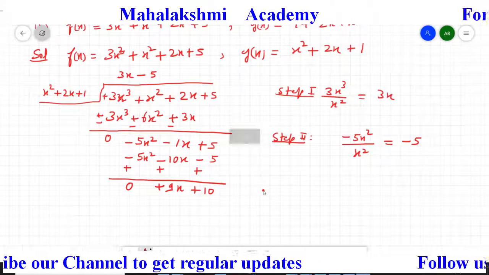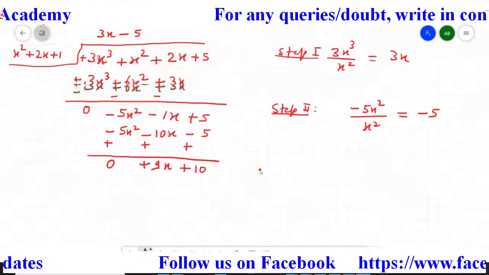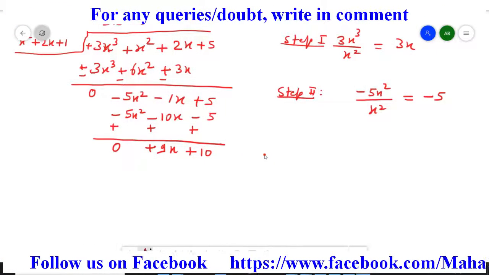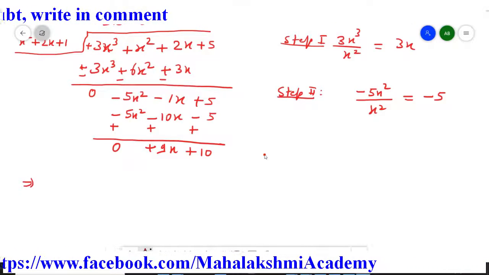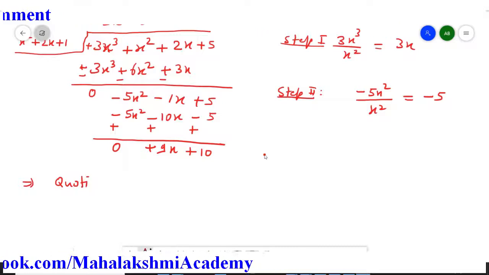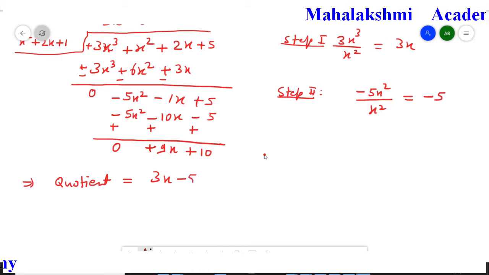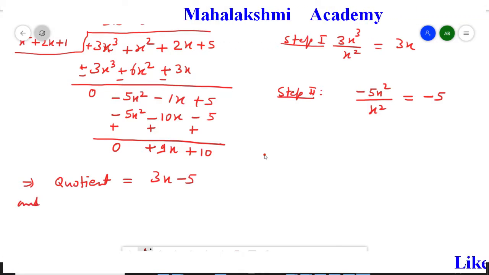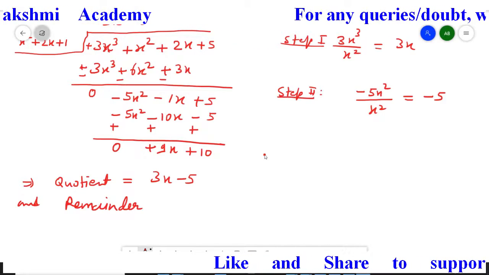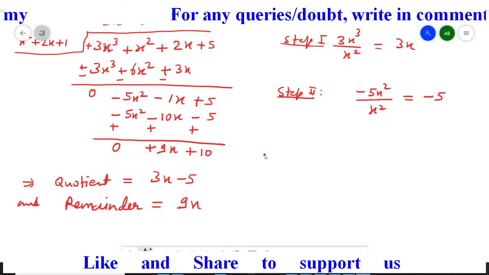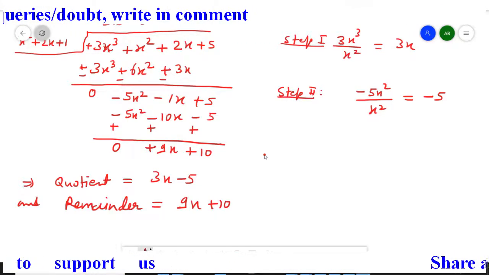So we will write here, which implies, quotient is 3x minus 5 and remainder is 9x plus 10. So I hope this is clear to you, the division is clear to you.